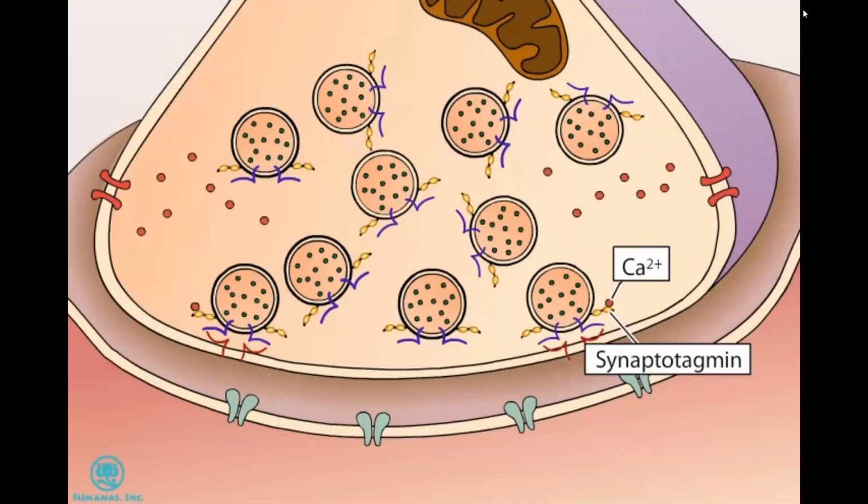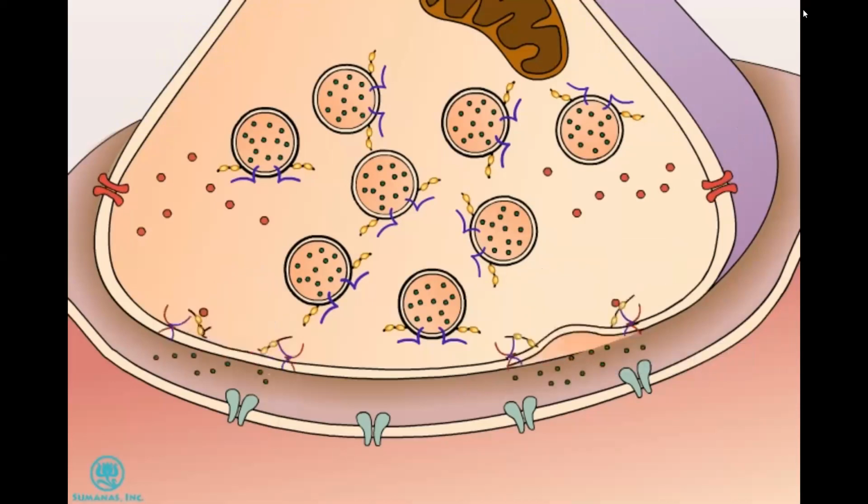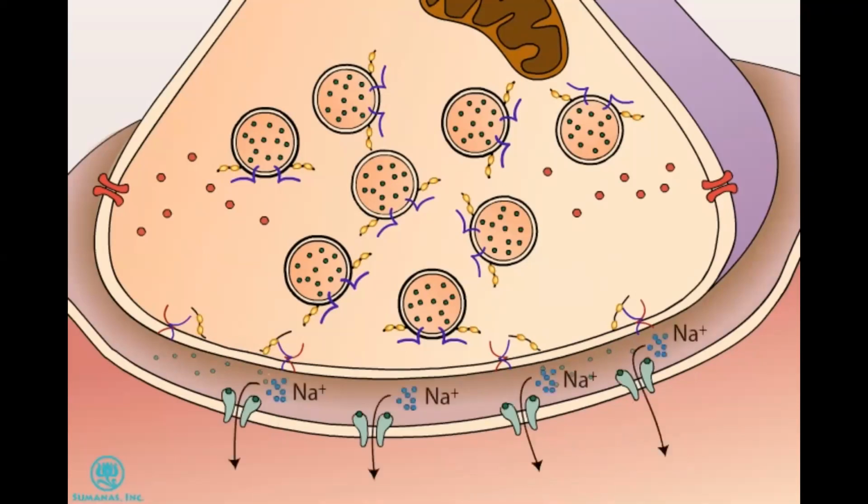When calcium binds to synaptotagmin on the synaptic vesicles nearest the active zone, the vesicles are drawn even closer to the presynaptic membrane. The vesicles fuse with the axon terminal membrane and release their transmitter cargo into the synaptic cleft. Some of the transmitter molecules bind to special receptor molecules in the postsynaptic membrane. The response of the postsynaptic cell, either excitation or inhibition, depends upon the particular neurotransmitter and receptor combination. For example, the receptor for acetylcholine is permeable to sodium. After binding acetylcholine, the channel opens and sodium ions enter the postsynaptic cell, thereby generating an excitatory postsynaptic response.